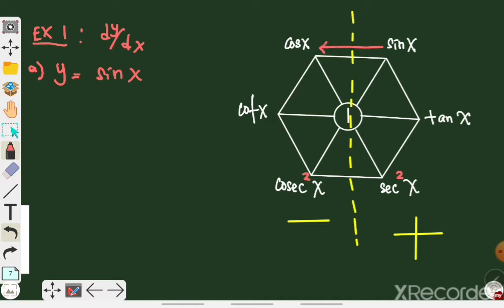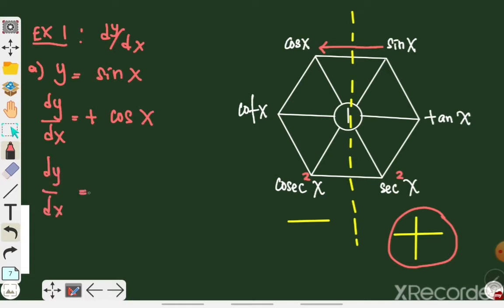Differentiate the y, which is dy dx. Differentiate the sine: the sine is located on the positive side, so we have a positive cos x. So dy dx equals cos x.